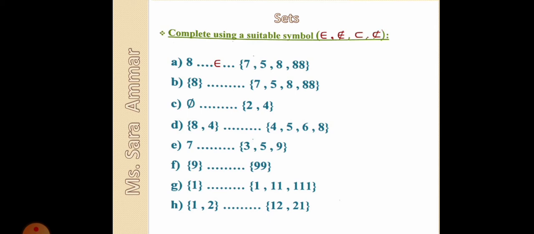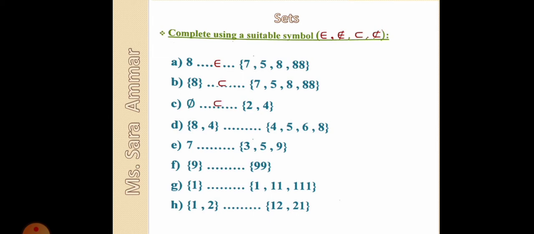Question B, 8 has braces. So it's a set of 8, not 8. Set of 8. So can you see a number 8 here in the opposite set? Yes, 7, 5, 8, and 88. Now, the first one is set of 8, so I have to choose between the last two symbols, subset or not a subset? Yes, it exists, so it's a subset. This is phi, and we have agreed that phi is a subset of any set.